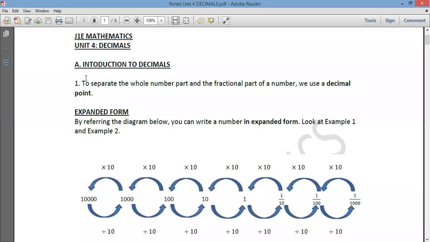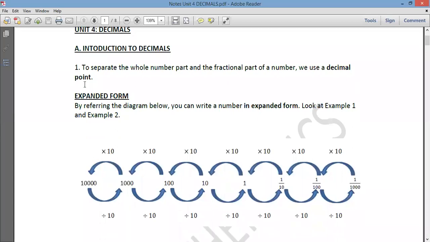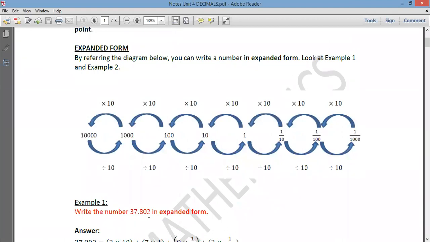So first part, introduction to decimal. Okay, to separate the whole number part and the fractional part of a number, we use a decimal point. So this is an example of a decimal number with a decimal point. Referring to this figure, it can help you to write the decimal number in expanded form. So this figure is very important.